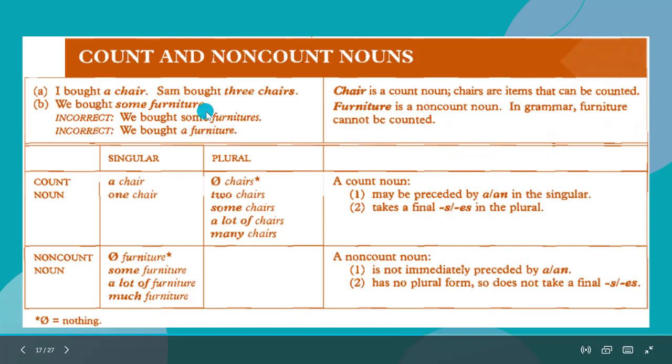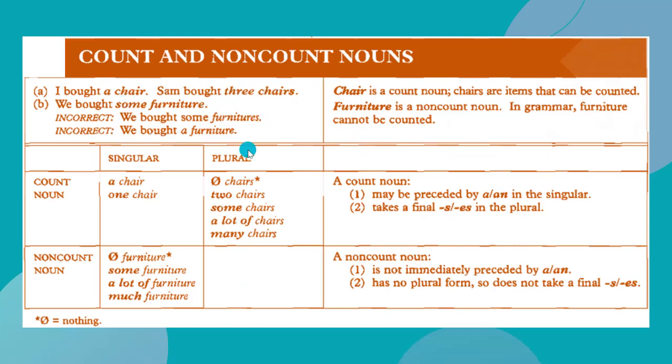Kita lihat contohnya. Count and non-count nouns. Jadi ini banyak sebutannya ya, bisa countable dengan uncountable, bisa count dengan non-count. Nah, contohnya I bought a chair. Sam bought 3 chairs. Chairs is a count noun atau countable. Chairs are items that can be counted. We bought some furniture. Nah, kalau furniture ini termasuk uncountable. Oke, jadi di dalam grammar furniture ini tidak bisa dihitung dengan satuan. Kita tidak bisa menyebut bahwa we bought some furnitures. Jadi some furniture-nya di sini tetap singular walaupun dia jamak.